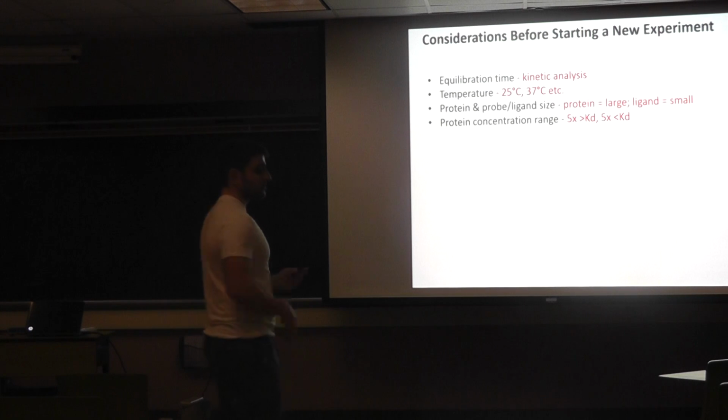For the protein concentration range, when you're doing simple binding experiments, as I suggested, it should be 5 times below the KD and 5 times above the KD to get a reliable dissociation constant, at least from my experience. That's simple enough.